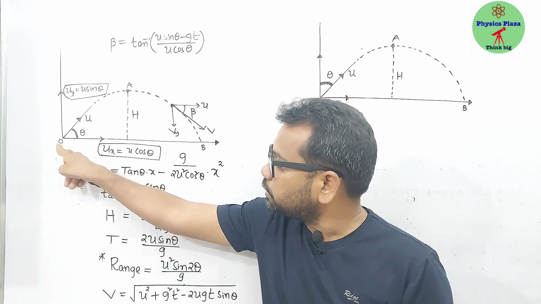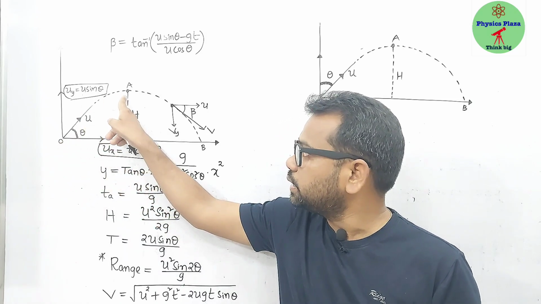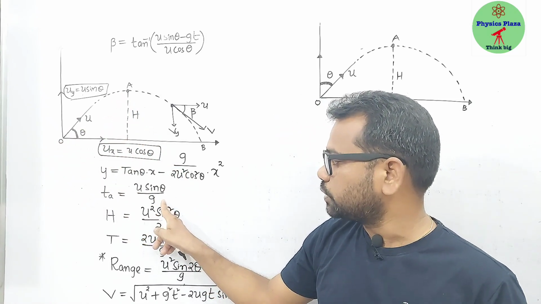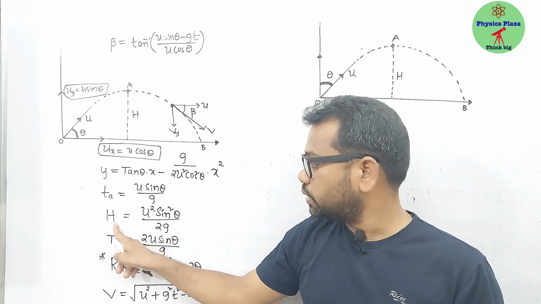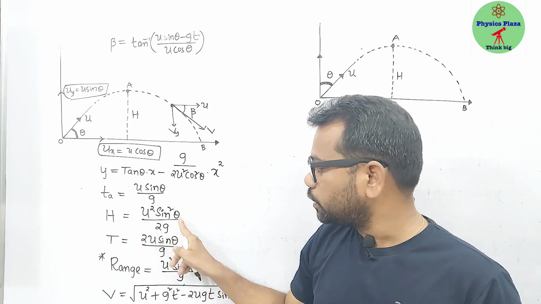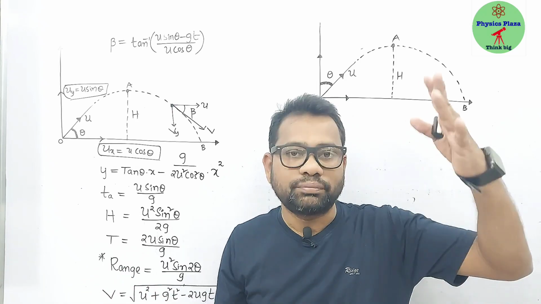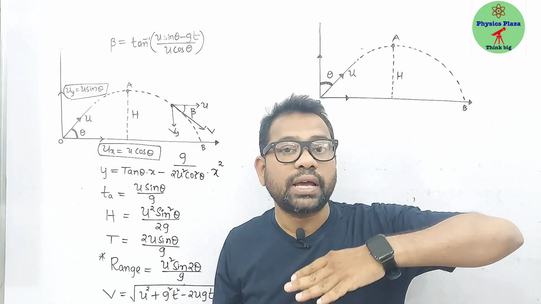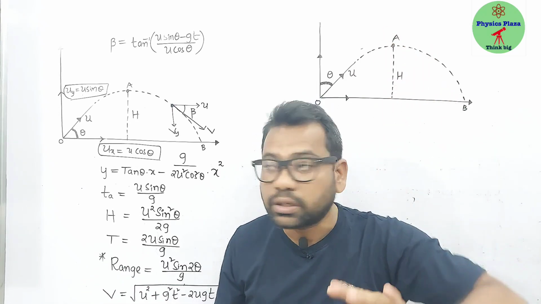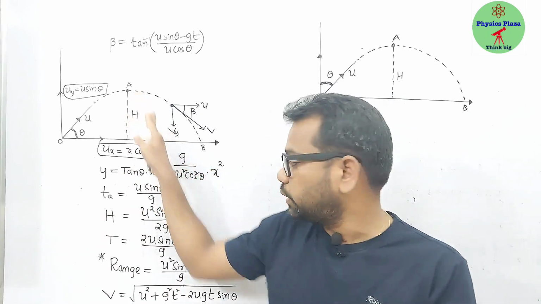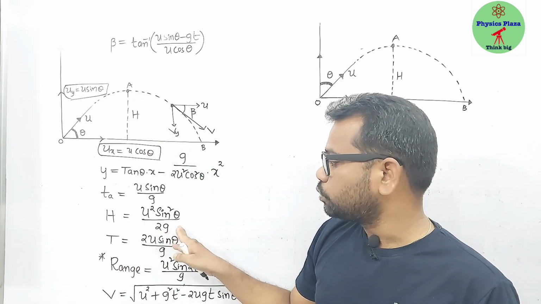The time taken by the projectile to reach a maximum height is called time of ascent, that we got as u sin theta by g. And h is equal to what here? u square sin square theta by 2g. Maximum height means the vertical distance the projectile covers, where the final velocity of the vertical component is going to be 0, that is u square sin square theta by 2g.